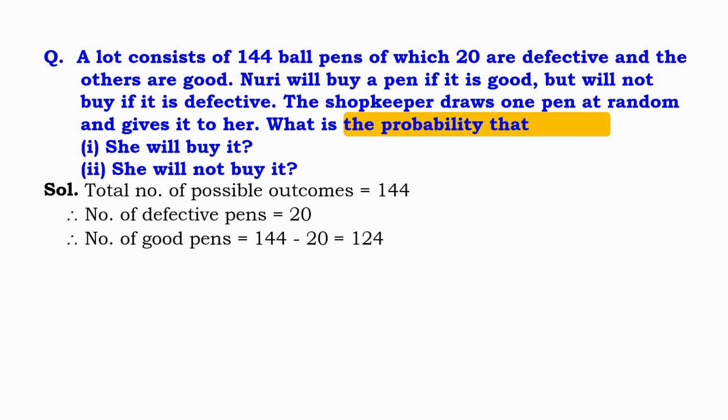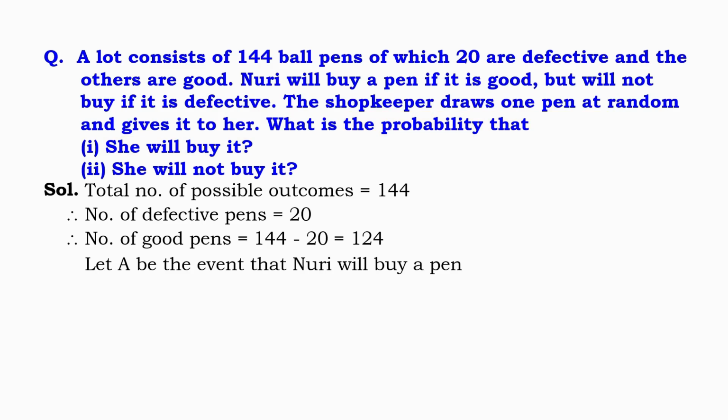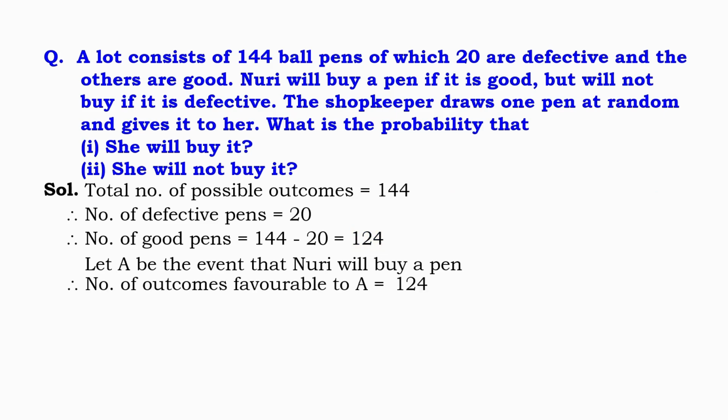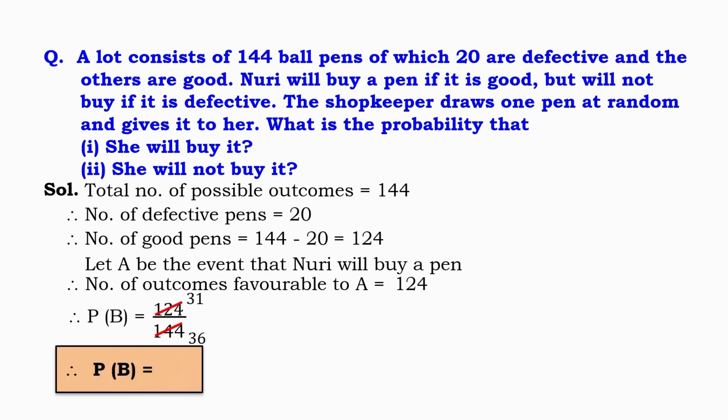Now the probability that she will buy it. She will buy it only if it is a good one, right? So let A be the event that Nuri will buy a pen. Nuri will buy a pen only if it is good. So how many good pens are there? That is 124. So the number of outcomes favorable to A will be 124. So the probability of A will be equal to 124 divided by 144. If we simplify it, we will get 31 by 36.